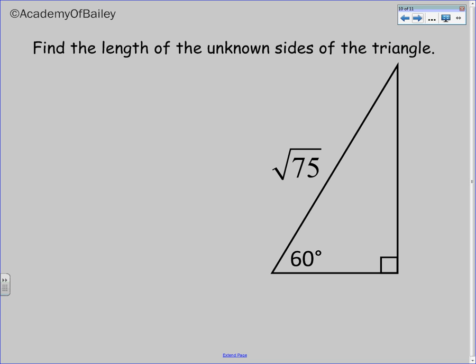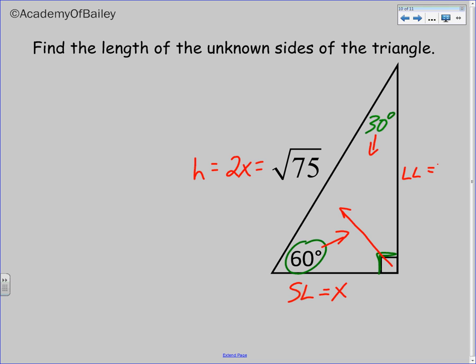Okay, and this one here, we're going to solve it the same way. Since we have a 60 down here, this is 90. This one must be 30, so therefore we can use our special right triangle. Across from the 30 is the short leg, which is x. Across from the right angle, this is the hypotenuse, which is equal to 2x. And across from the 60 is the longer leg, which is equal to x times the square root of 3.